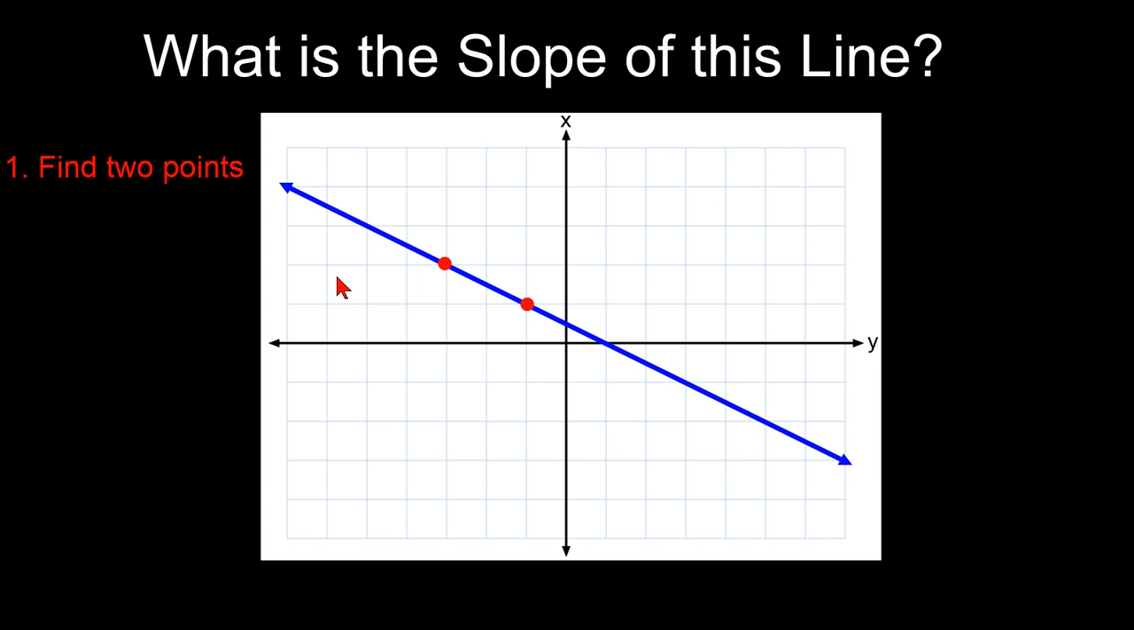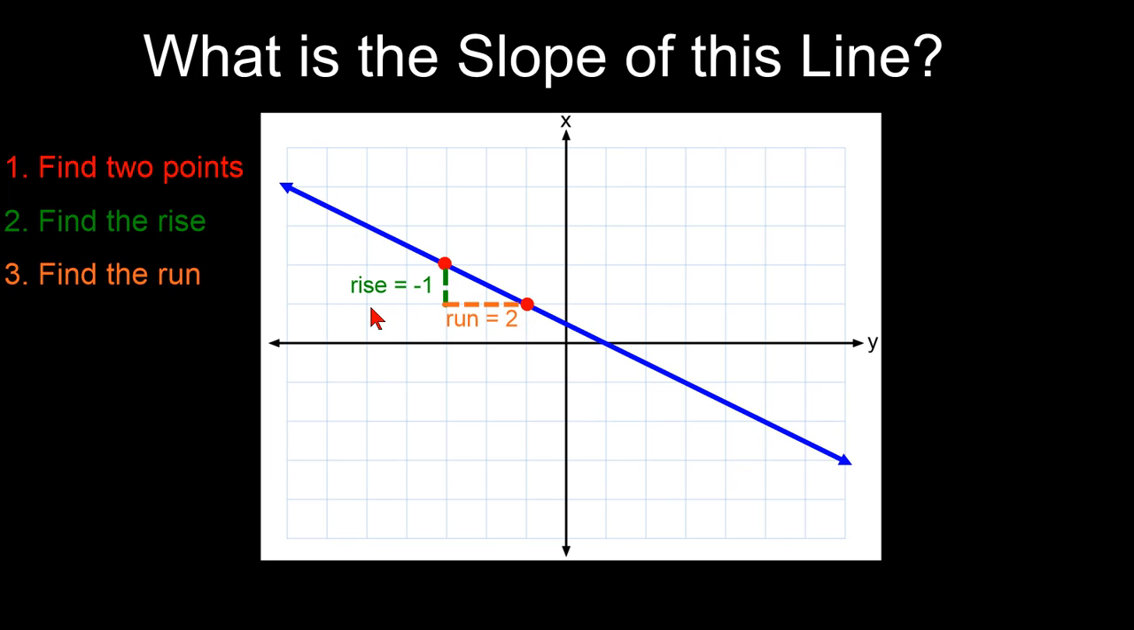Next thing we want to find is the rise. And this actually goes down from left to right. So it would go down 1 or make that a negative 1. Then we want to find the run from left to right here. And it goes over 2. 1, 2. Our run is 2.